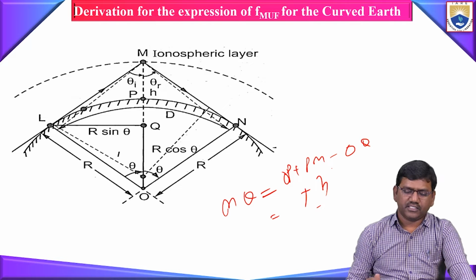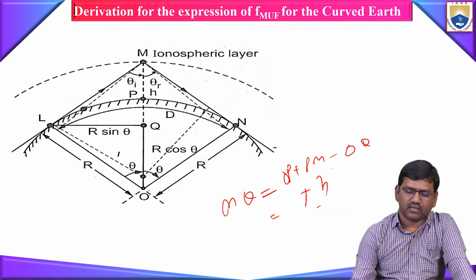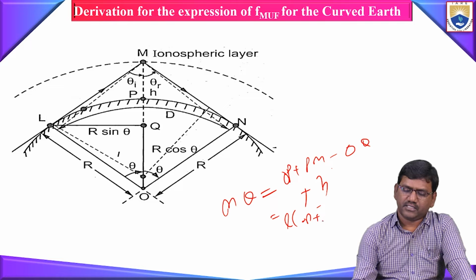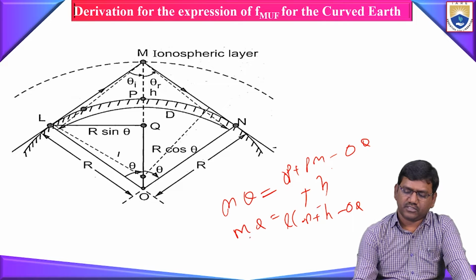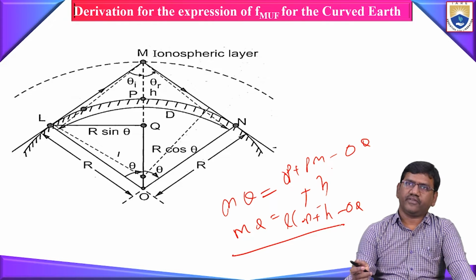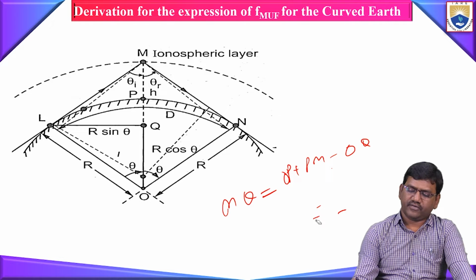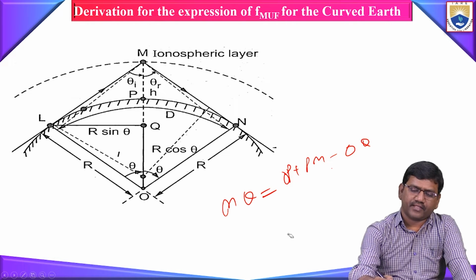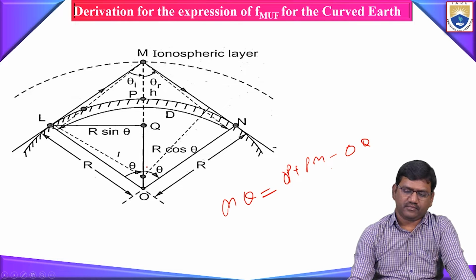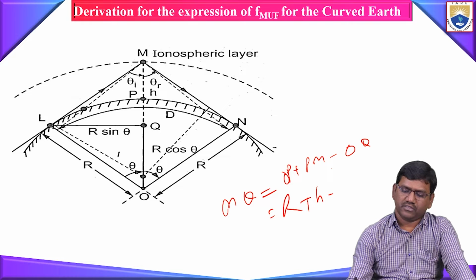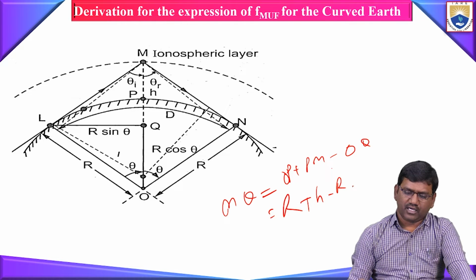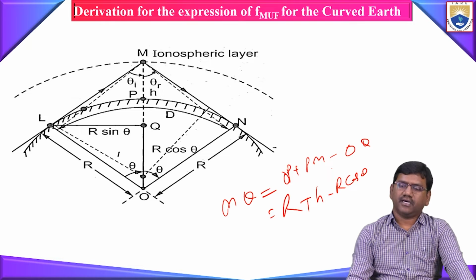So the length of OP plus the length of PM, which is taken as H, minus the length of OQ. This is the MQ value. So MQ from the figure we can write as the length of OP. OP is nothing but R, the total value is R, plus PM. PM is nothing but H, minus OQ. So OQ is nothing but the value of R cos theta. We can write it as R cos theta.